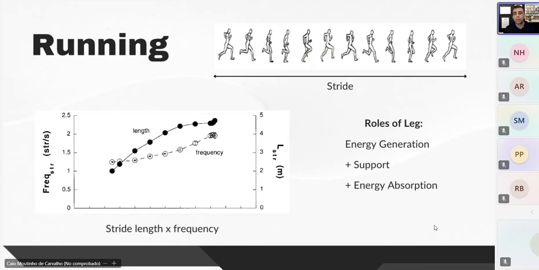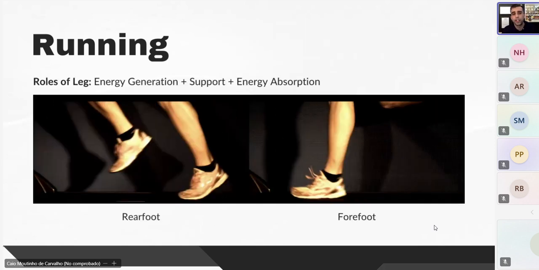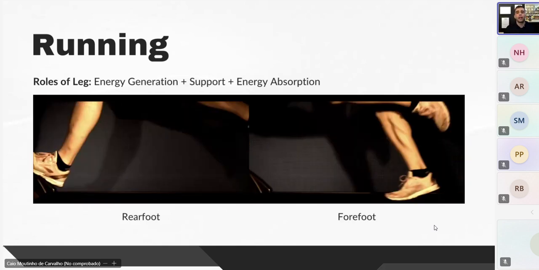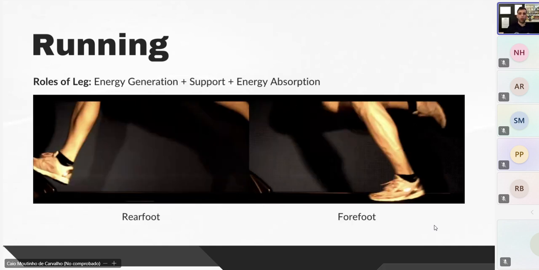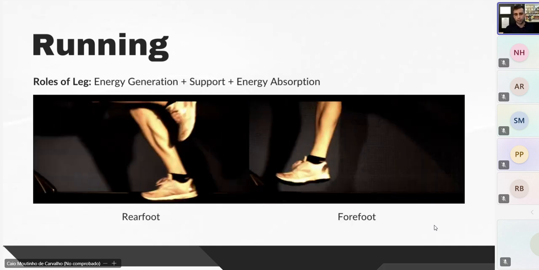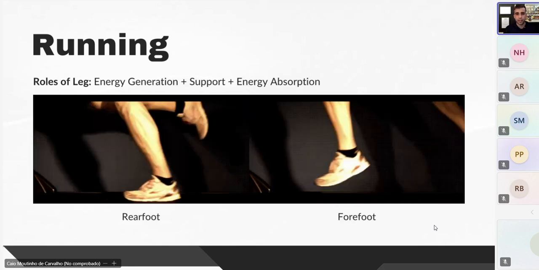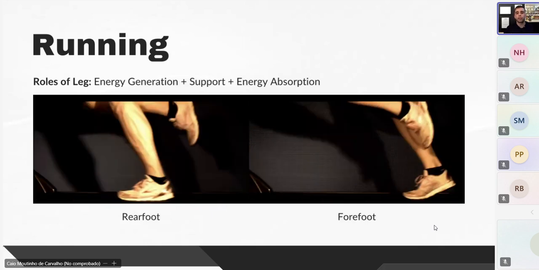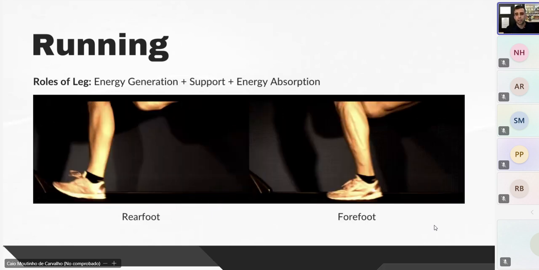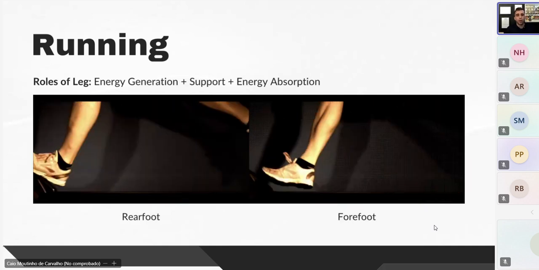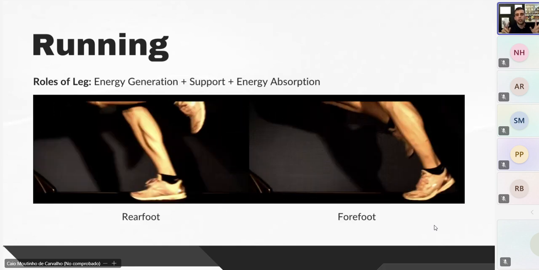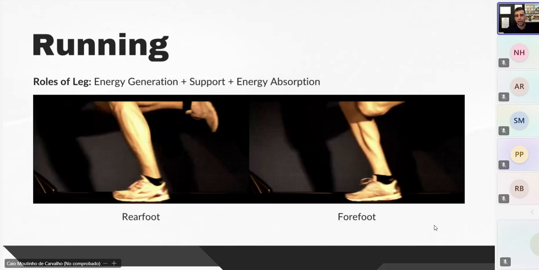So let's talk a little bit about the roles of the leg. The roles of the leg are basically energy generation, in the phase when we leave the ground, and energy absorption when we are on the ground, and of course support, as is obvious. But basically, energy generation and energy absorption are the 2 main characteristics of running. I don't know if you ever heard of that, but there are basically 2 ways of running, 2 methods of running.